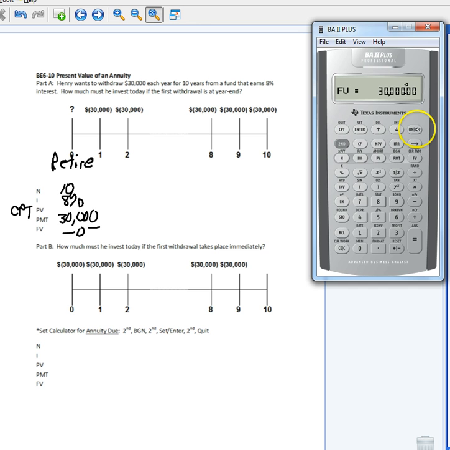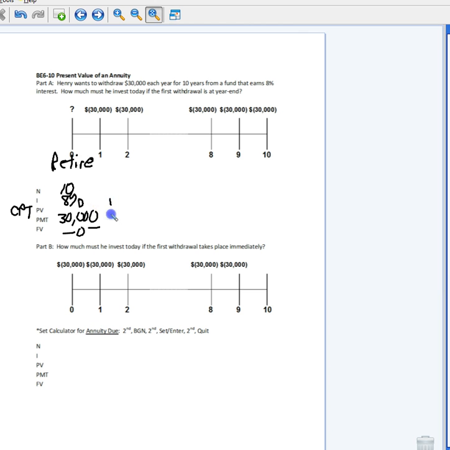Sorry about that. Anyhow, key those in. You can see I'm having trouble hitting that, but you should get a present value of $201,302. So key those in, and you're going to get $201,302.